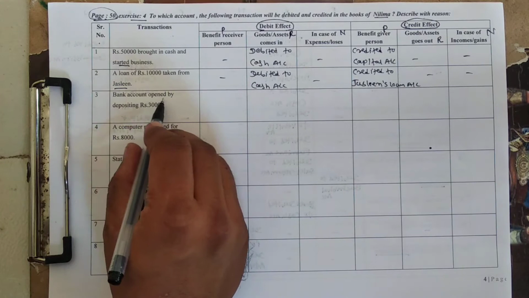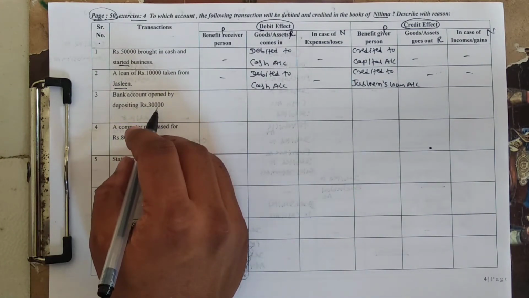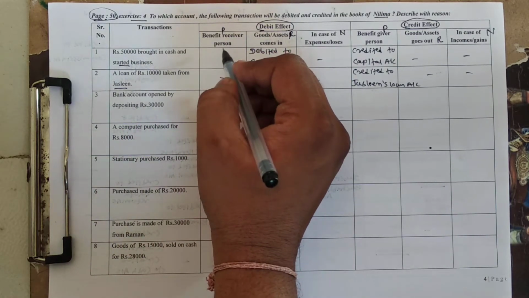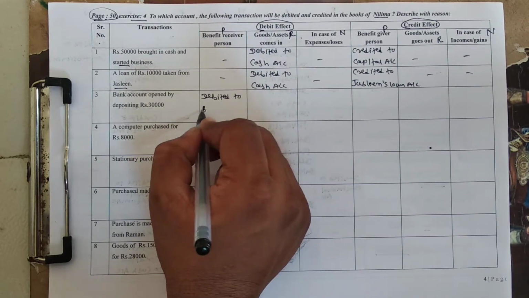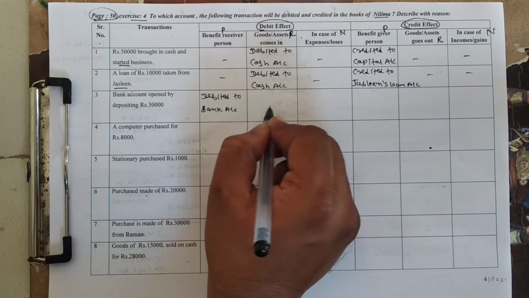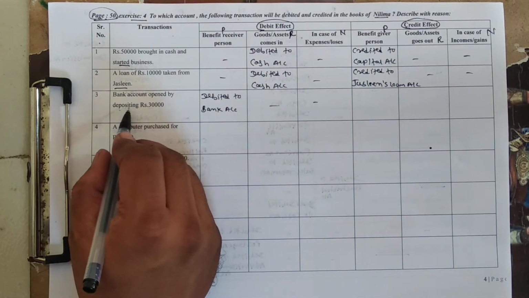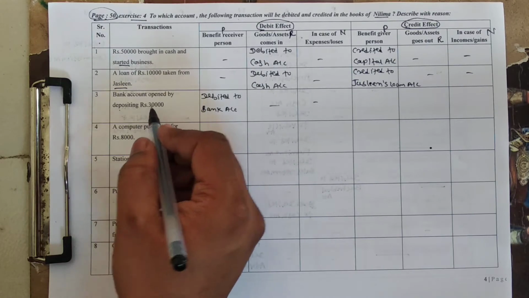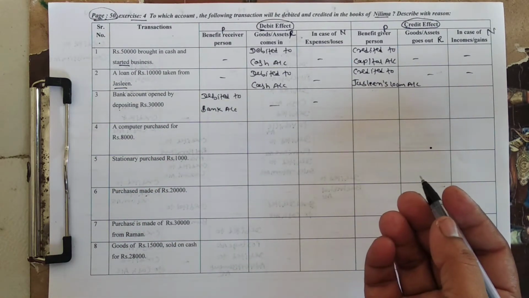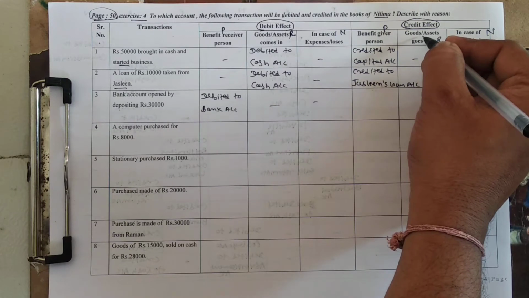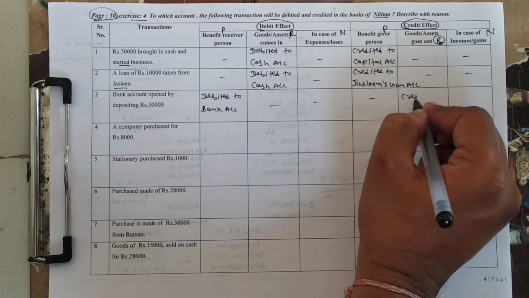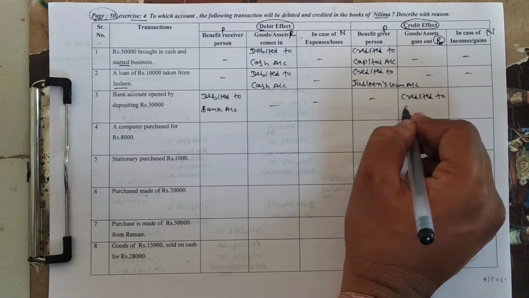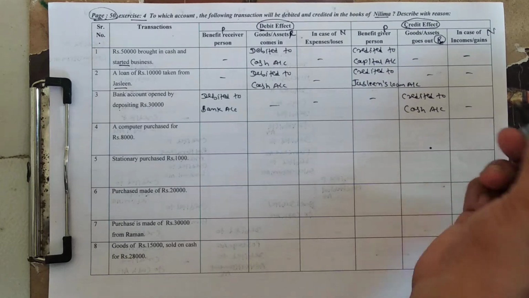Number 3, bank account opened by depositing 30,000. Students, here the bank is the receiver and the bank is a person. Person means first column, debited to bank account. Understand? And what will be the credit effect? Very simple. We deposited 30,000 in the form of cash. So cash goes out, and cash is a real account. So the second effect, credited to cash account. Understand?